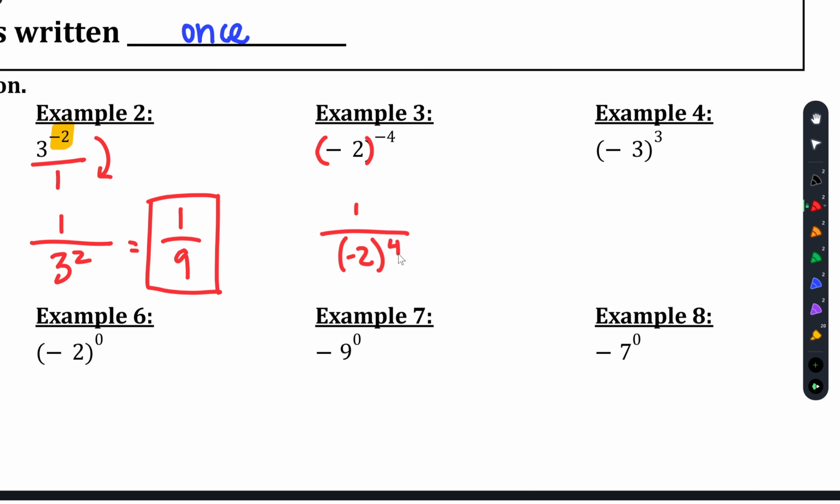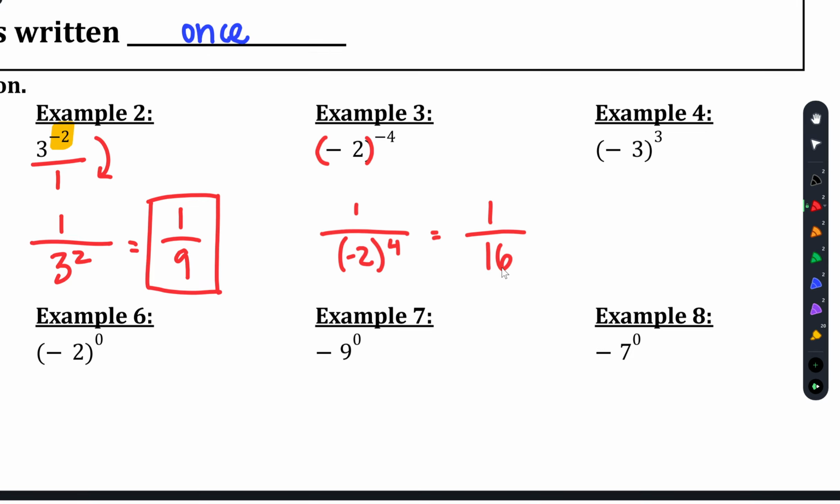Now, 2 to the 4th power is 16. Do we think this is going to be a positive 16 or a negative 16 because of that negative in the front? What do we think? James? Should be a positive. So my rule, I'm going to write it up here for us.